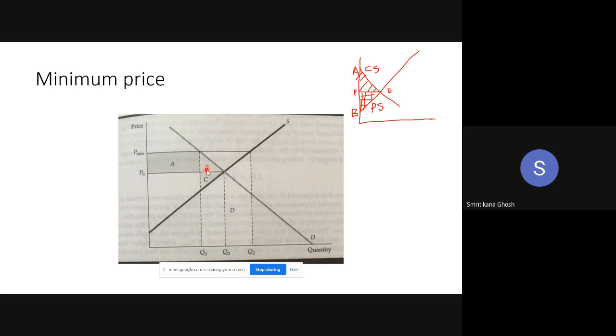And what about the producer surplus? The producer surplus is below the price P naught and above the supply curve. So this total triangle is very clear in this diagram. So that was the producer surplus before the intervention. Is that clear to you? Up to this point, any doubt?